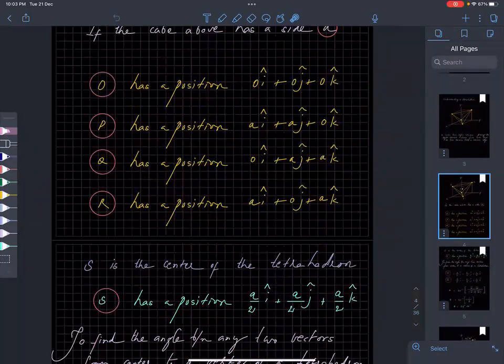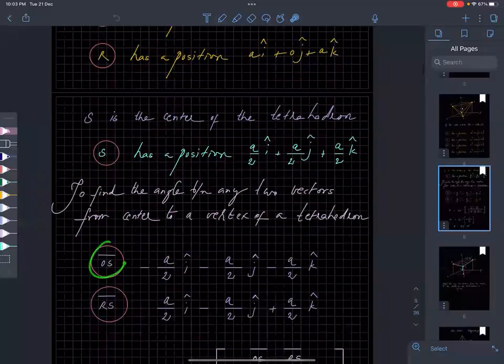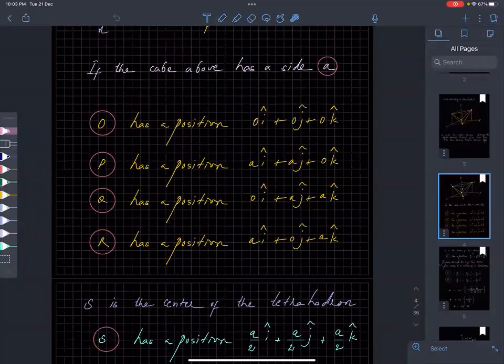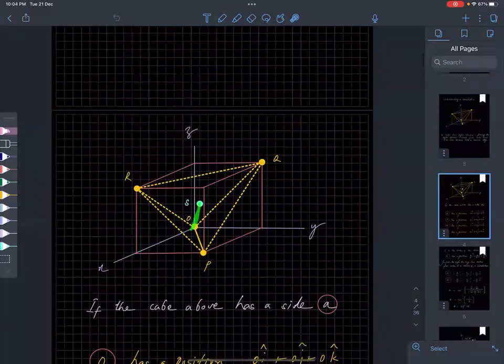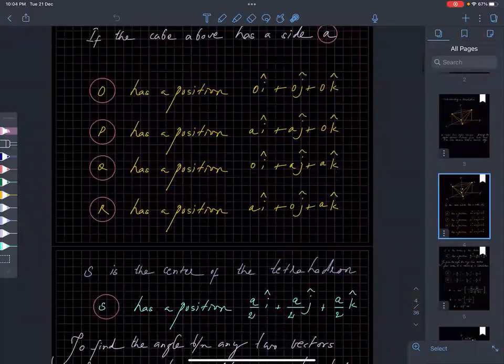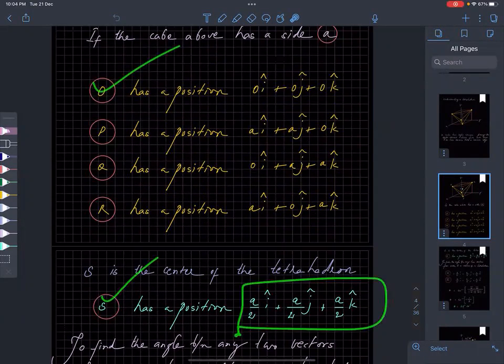Now, what about the vector OS? This is O and this is S. So OS is this. OS is S minus O, vector S minus vector O. So what will it be? A by 2 i cap plus A by 2 j cap plus A by 2 k cap minus 0 i cap, 0 j cap, 0 k cap. So what will you get? A by 2 i cap plus A by 2 j cap plus A by 2 k cap. Correct? Next.